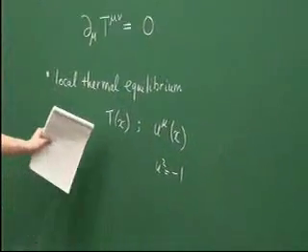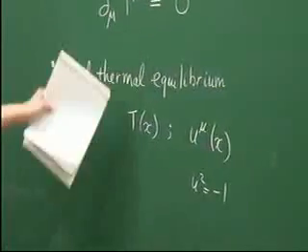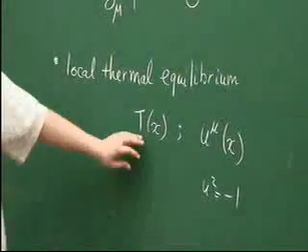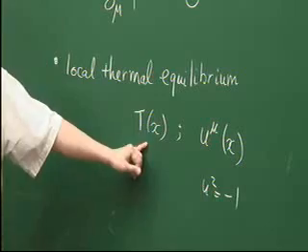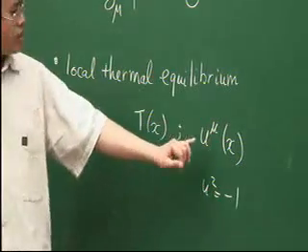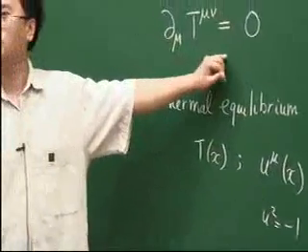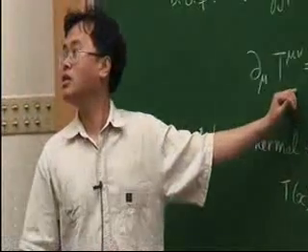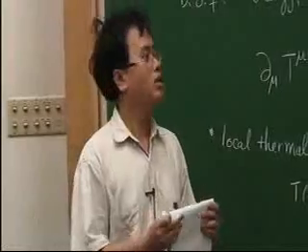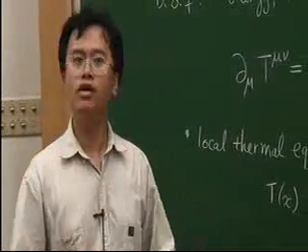So if we can express T mu nu in terms of these 4 variables, so one is the temperature in the rest frame, and the other are the 3 velocities, then we will close the system, this system of equations. Okay. So, any questions so far?